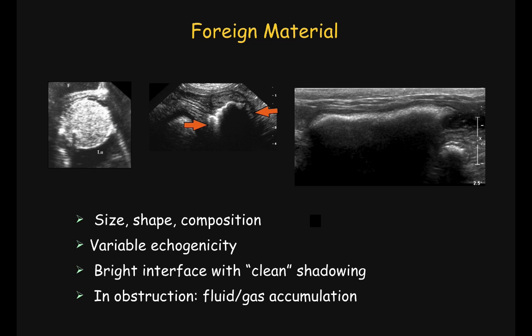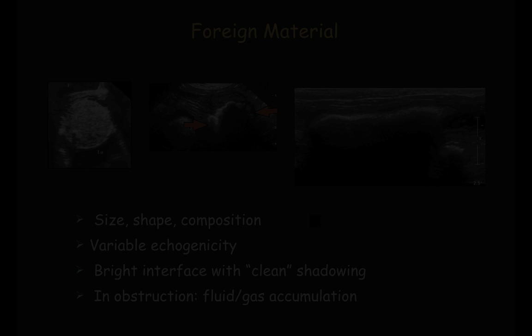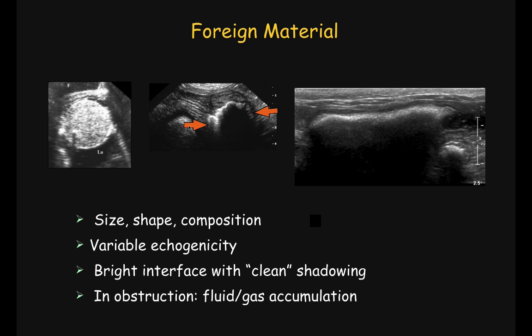However, in most instances, the foreign body will appear as an irregular, hyperechoic, bright interface associated with strong, clean, uniformly black shadowing. This can be seen easily even in this collapsed stomach. Inquiring about recent meal contents is very important, as some ingesta could be mistaken for foreign material.